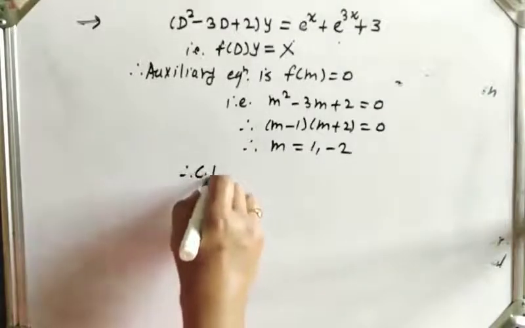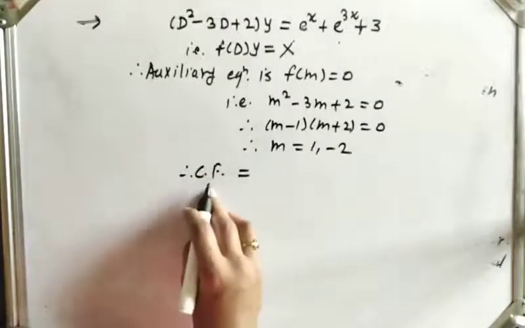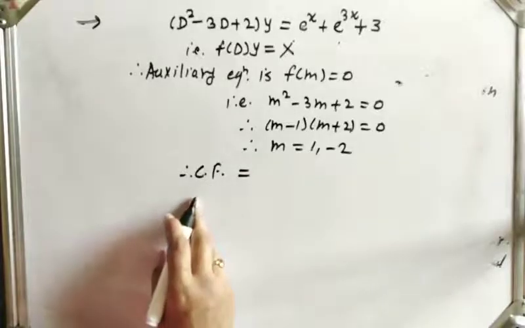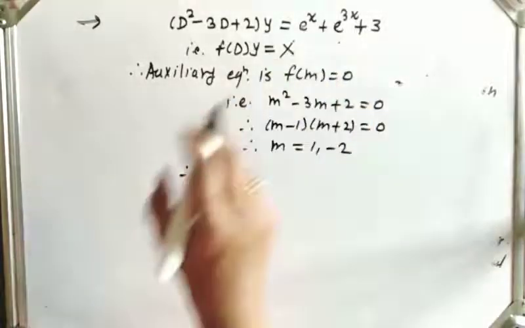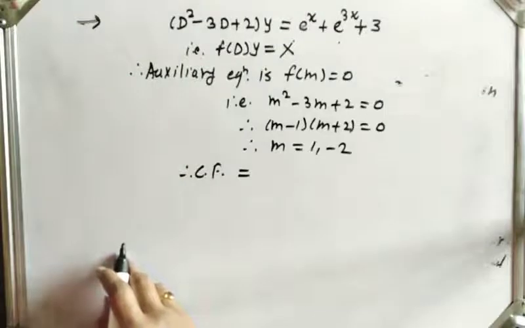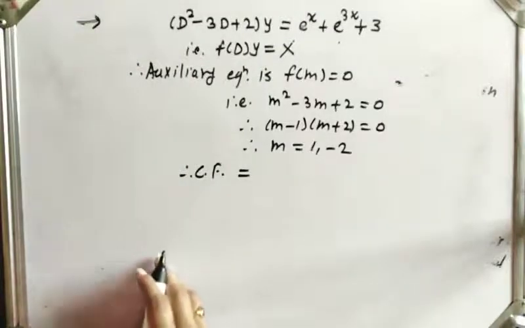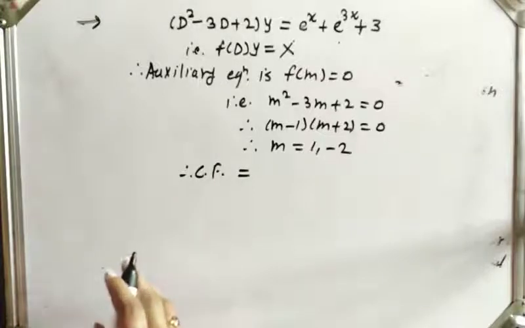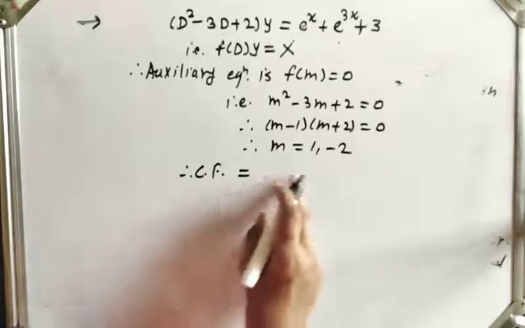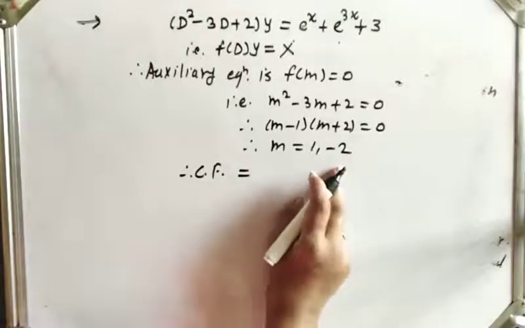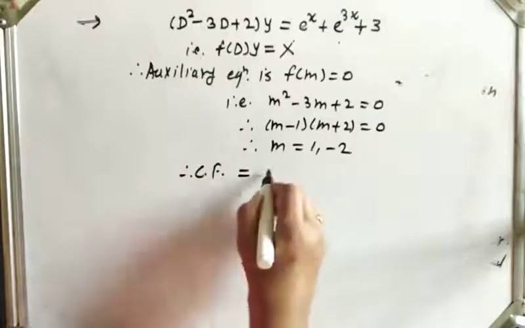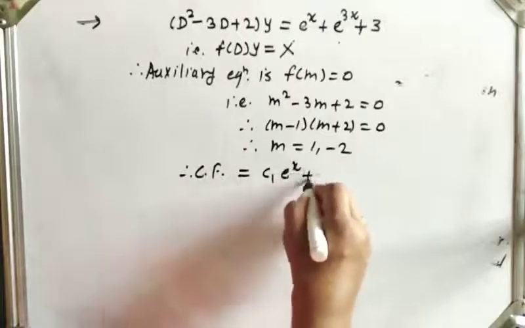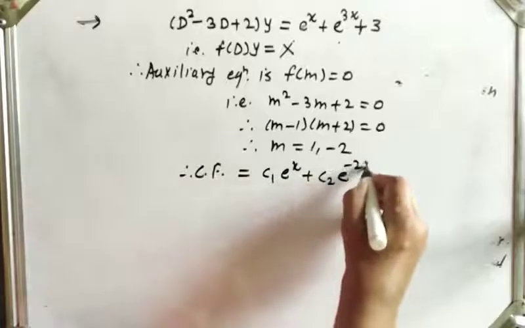Therefore, complementary function. Now I am not writing the general solution. I am writing complementary function because it is a non-homogeneous equation, and for a non-homogeneous equation the general solution is the addition of complementary function and particular integral, and for a homogeneous equation the general solution is the same as complementary function. So complementary function: the roots are real and distinct. So its solution will be c1 e raised to x plus c2 e raised to 2x.